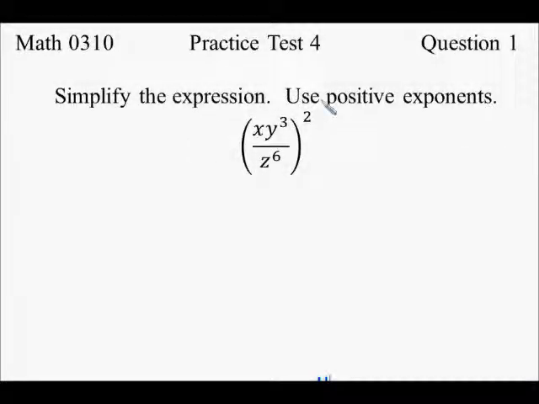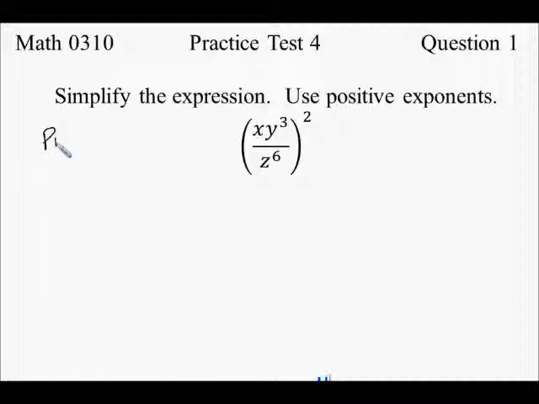Question 1, simplify the expression, and we want to use positive exponents for our answer. Alright, so here we have the quantity xy cubed over z to the 6th, and that quantity is squared. Here we want to start applying our properties of exponents.